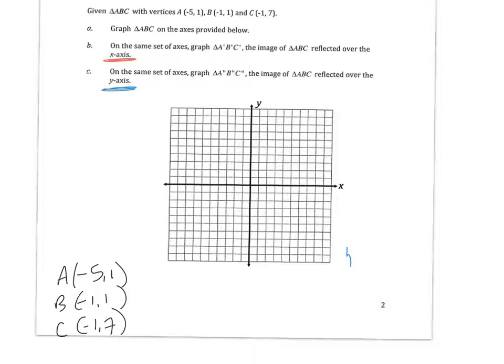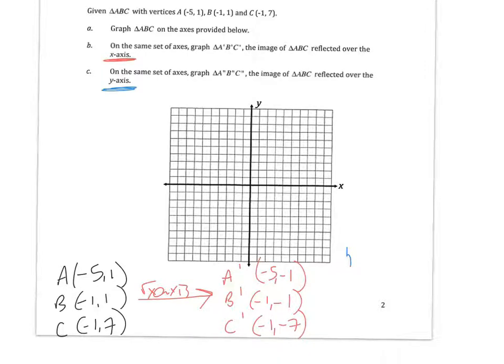The way that we denote a transformation is with an arrow, and I'm going to write lowercase r, reflection over the x-axis. When I do that, it becomes A prime, B prime, C prime, and if we remember the rule from the previous page, it's simply to negate the y. So this is going to be (-5, -1), (-1, -1), and (-1, -7).